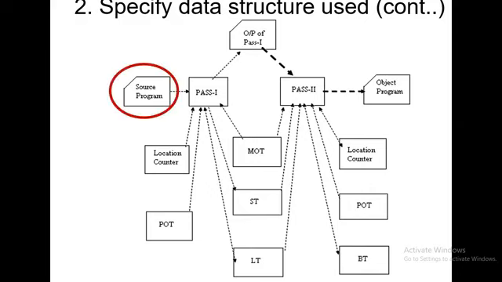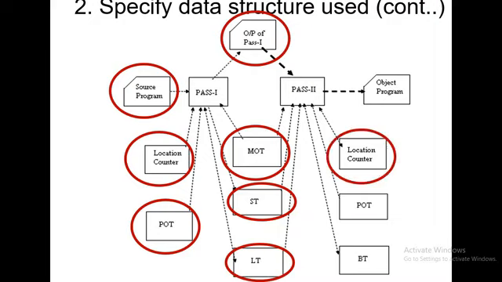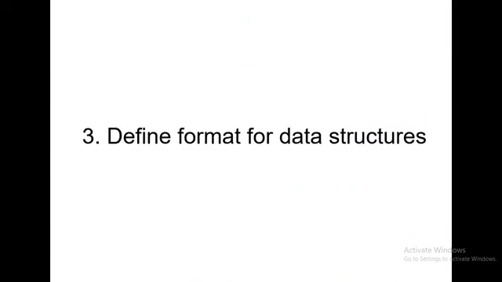See here, the source program is given to pass1, which produces the location counter, POT table, MOT table, symbol table, literal table. These are the output of pass1, and all these things are given as an input to pass2. Then again it generates the location counter, POT table, base table, and the object program.